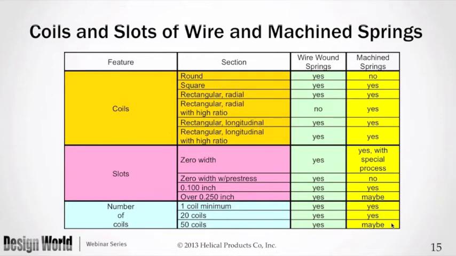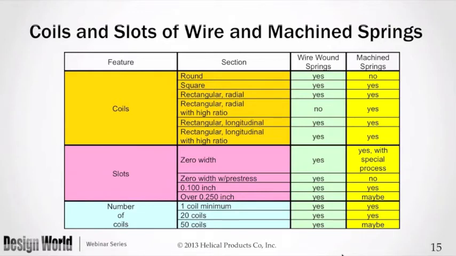As far as slot widths, 100 thousandths of an inch is readily available in both. But when the slot widths get very large, a quarter of an inch or wider, it's only a maybe that they can be made in machine springs. Because remember, we are removing material, and at some point, removing the material at a very high helix angle is problematic. The number of coils, a small number of coils, one coil, is readily available for both wire and machine.